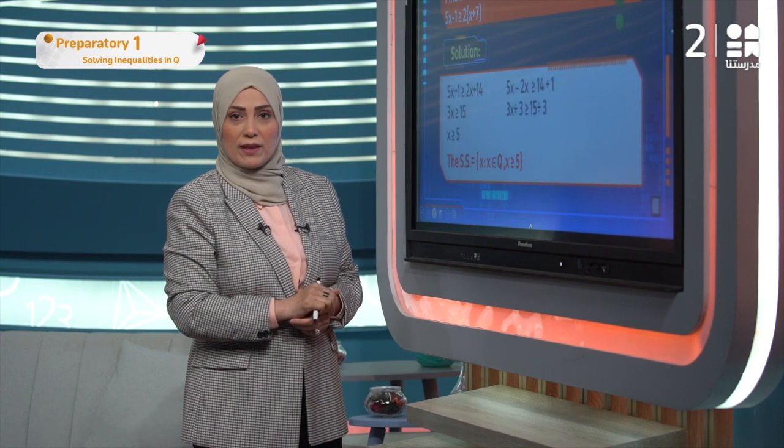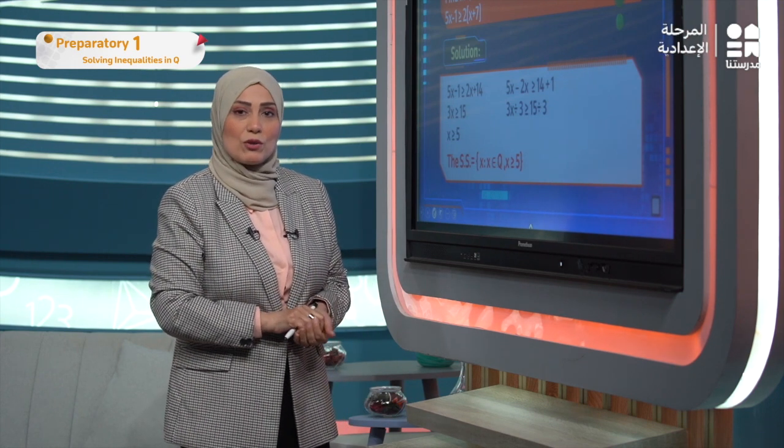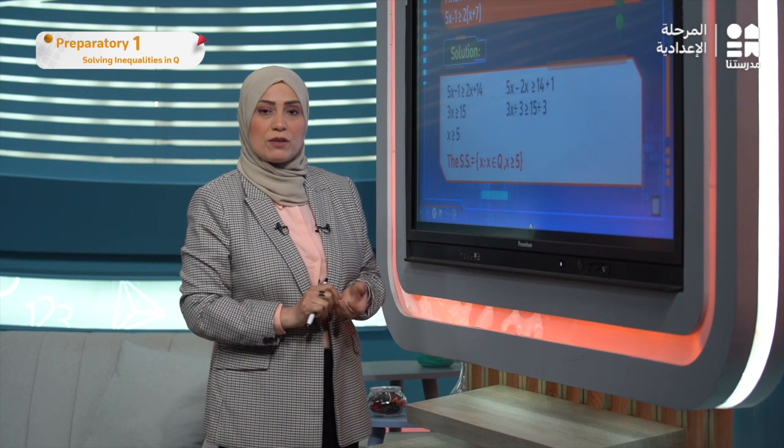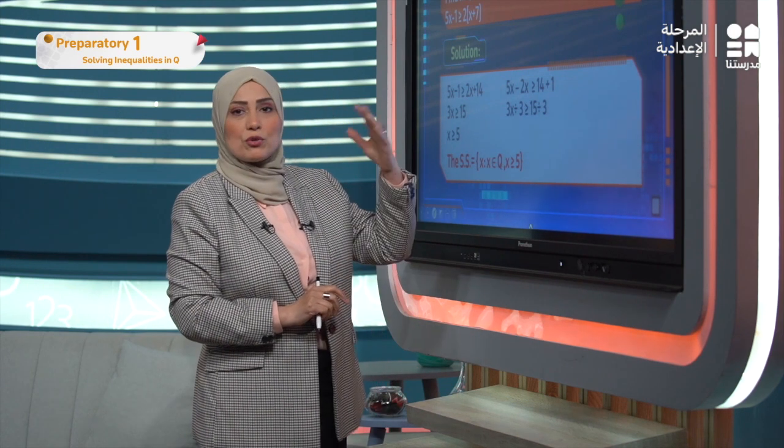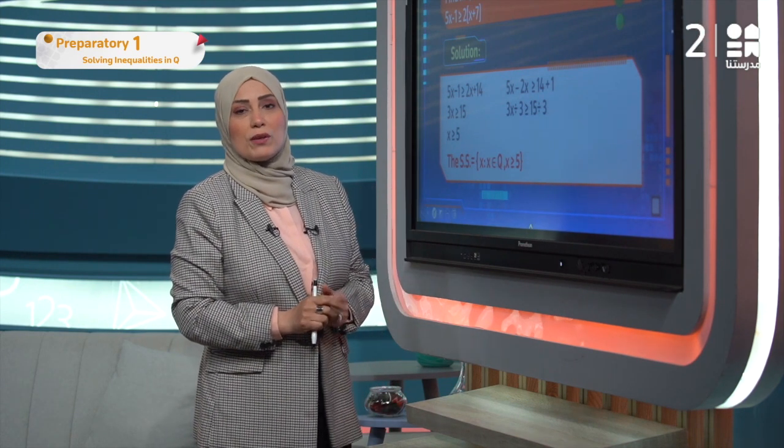So that's all about solving inequalities. I need you to focus on this: when you multiply or divide by a negative number, we have to change the sign of the inequality, and also do the inverse operation at the beginning for both sides.